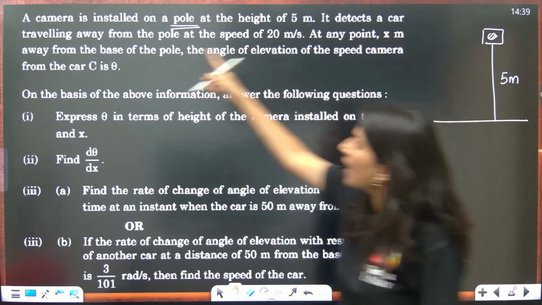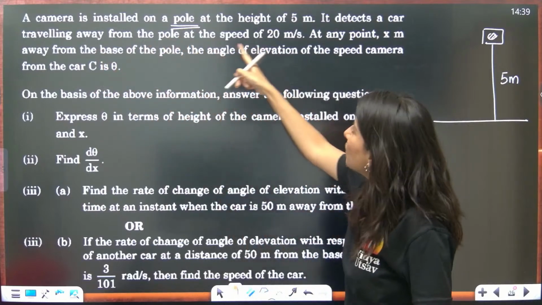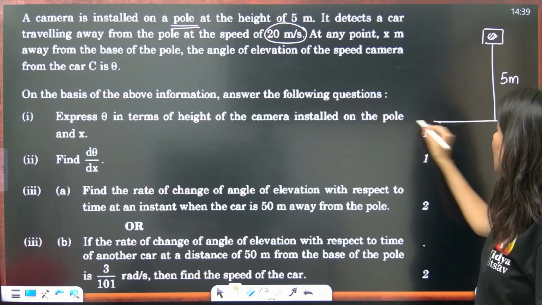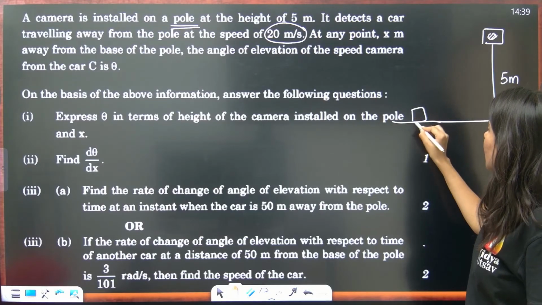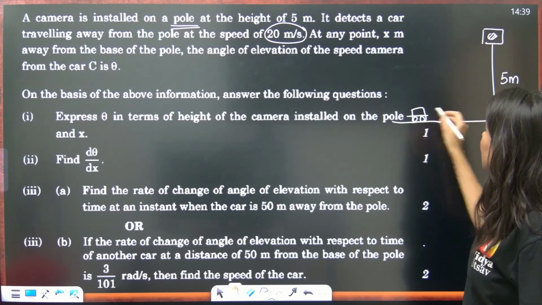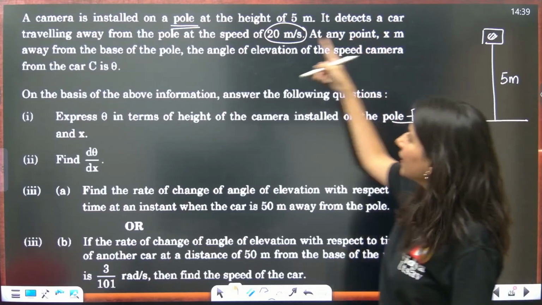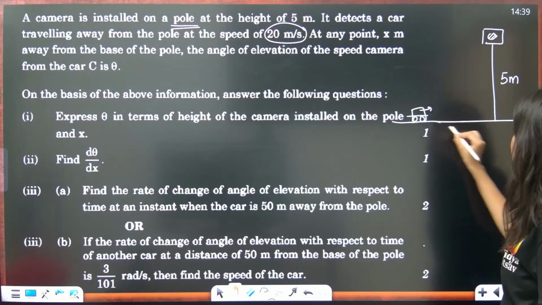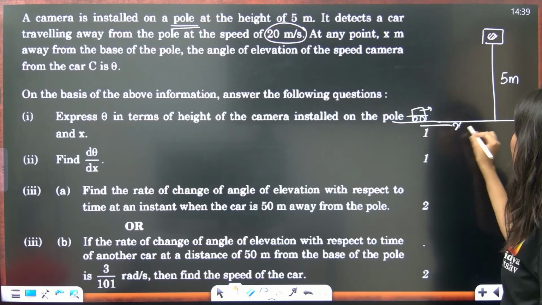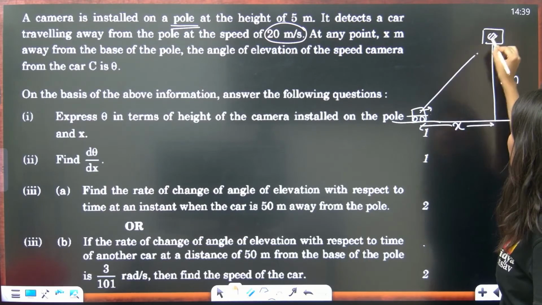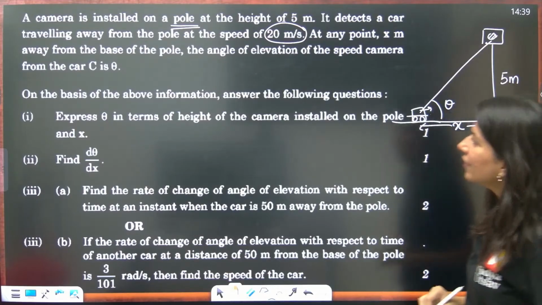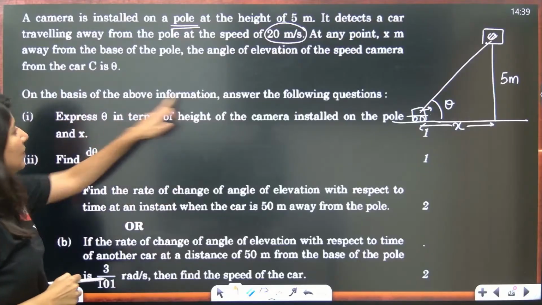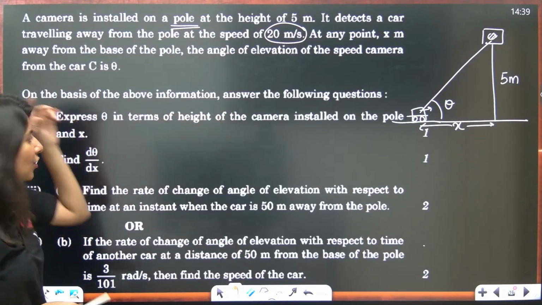It detects a car traveling away from the pole at a speed of 20 meters per second. So a car is coming in this direction. At any point it is x distance away, as per the question, and this is the angle of elevation. This is the diagram. On the basis of this, give the following answers.